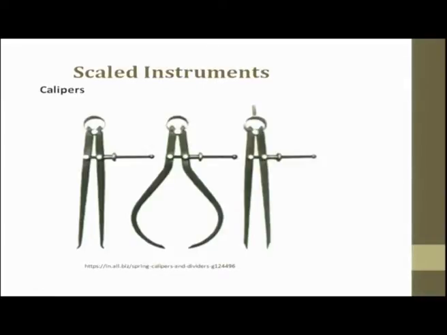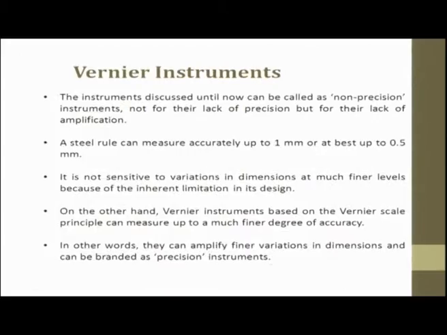So, these are the different types. This is inward, this is outward, and this is also, you can try to put an attachment and make it inward, or you can make it outward dimensions. The next instrument for discussion is the vernier caliper.